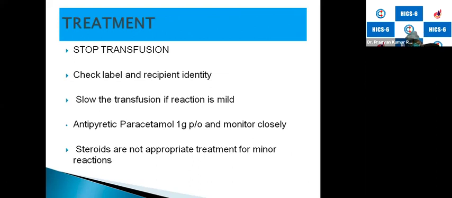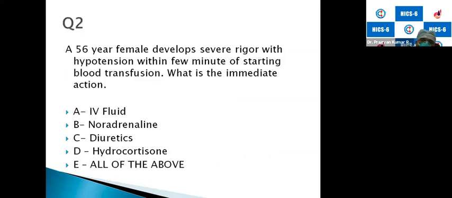If you have checked the label and recipient identity is perfect, and it has been perfectly cross matched, then we might restart the transfusion by slowing it. Sometimes a rapid transfusion can cause this, so let us slow the transfusion and wait. The temperature can be managed by giving paracetamol 1 gram, or if required, IV. Steroids are never indicated in these minor reactions.